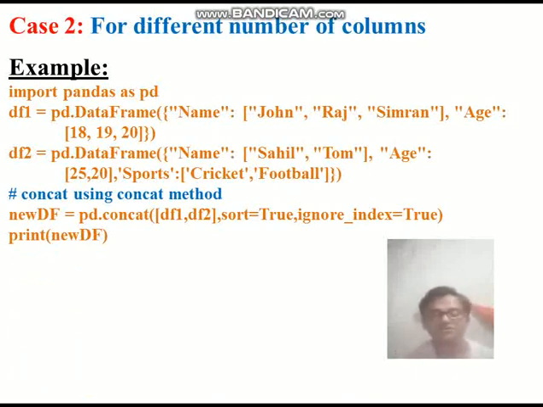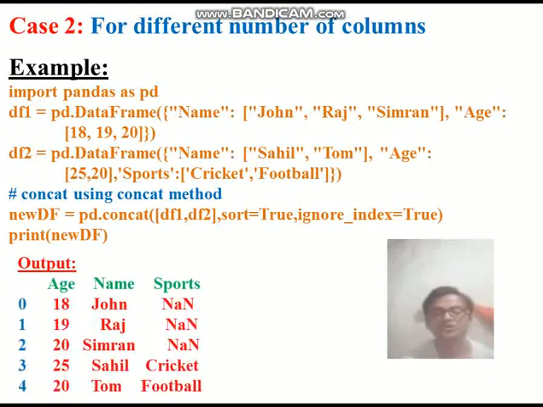Let's see the output. Age, name and sports as the column names, 0, 1, 2, 3, 4 as row index, 18, 19, 20, 25, 20 as the first column values in age, John, Raj, Simran, Sahil and Tom as the second column values in name, NaN, NaN, NaN, cricket and football in the sports column. Why will NaN display in the first 3 rows? Because in the first data frame there is no such key as sports available. So values are missing, that's why it displays NaN. And once again, NaN is not a number.